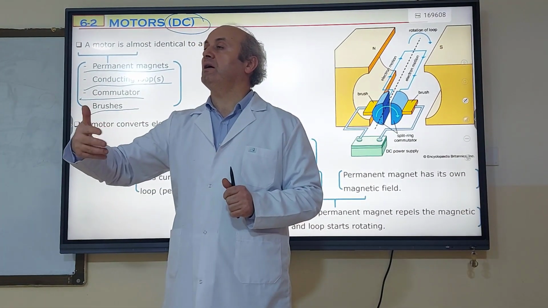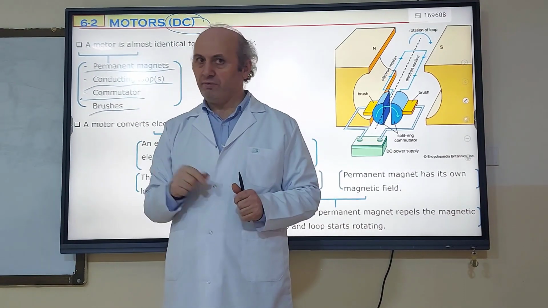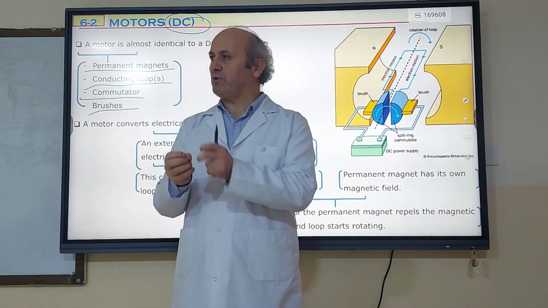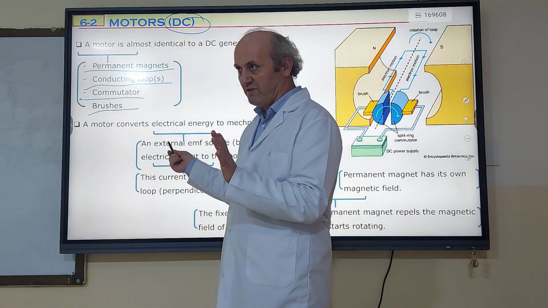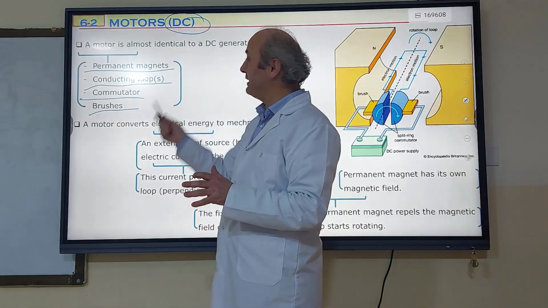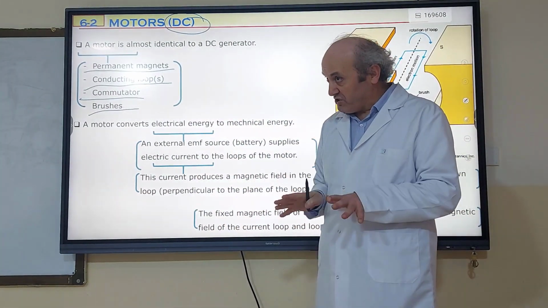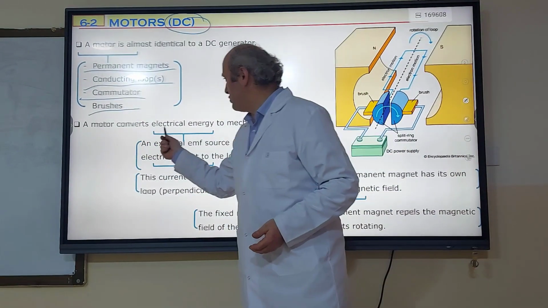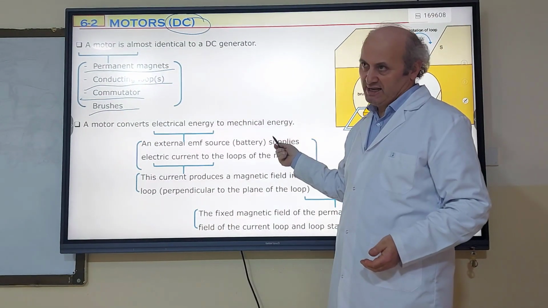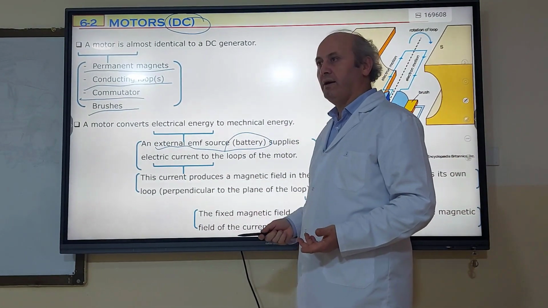A generator converts mechanical energy to electrical energy, we get electricity. But in a motor, we do the opposite. We give electrical energy with the battery, and it starts to rotate. Even though DC motor and DC generator are equal in structure, their definitions are different. What they do is different. A motor converts electrical energy to mechanical energy. But how? By using an external battery.